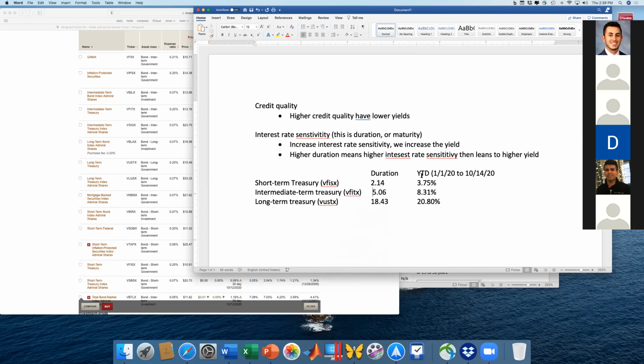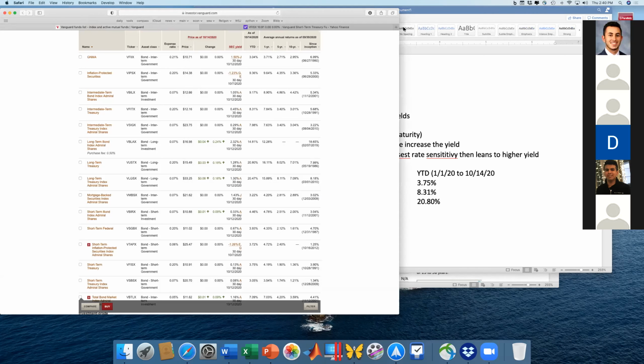All right. Now here, if you're looking at this, you will note this long-term treasury had an exceptionally good return, right? 20.80. All right, very good. Intermediate term had a good return, 8.31. Short term has 3.75. All right, what happened this year that these are all positive, and the longer the duration you have a higher rate of return, is this year rates have fallen, right? This year rates fell.